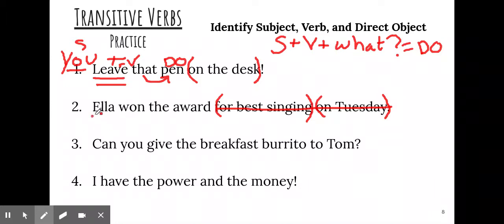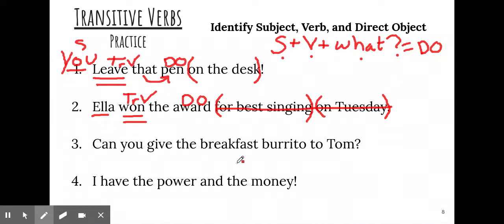So Ella is the subject, won is the verb, and it's an action verb. You can win. So if we have an action verb, we plug into our formula. Ella won what? Award answers that question. That makes award the direct object. That makes won the transitive verb. Okay?